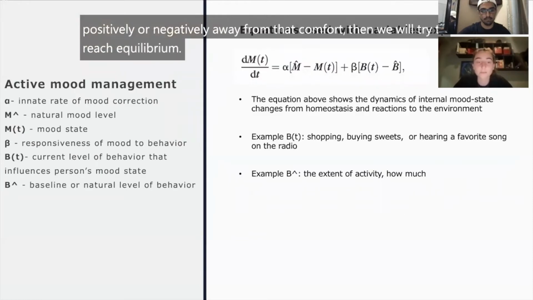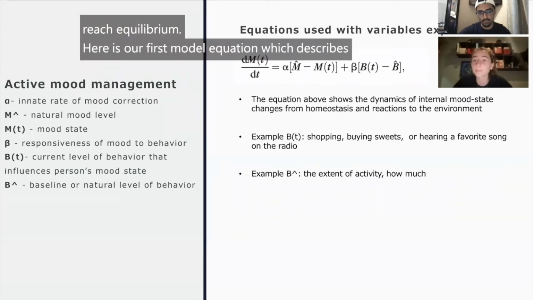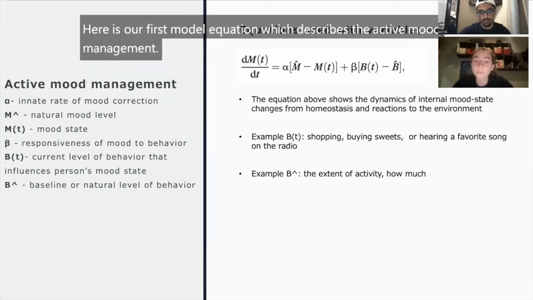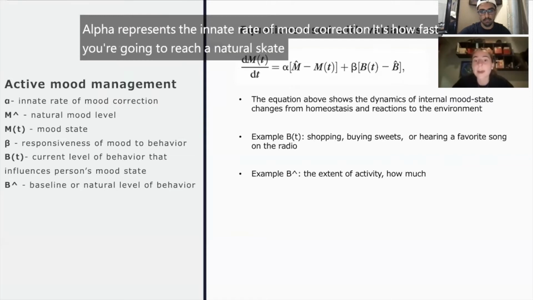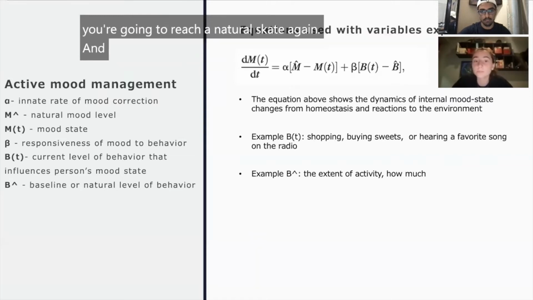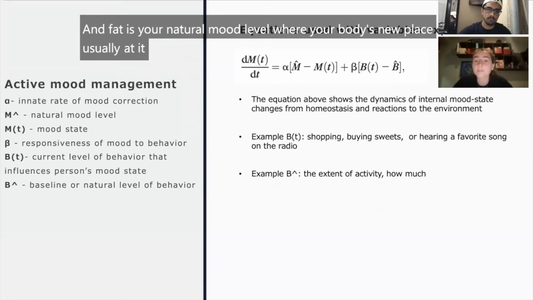Here is our first model equation, which describes the active mood management. Alpha represents the innate rate of mood correction. It's how fast you're going to reach your natural state again. M hat is your natural mood level, where your body's mood is usually at. It differs per person. M of T is your mood state at the current moment.